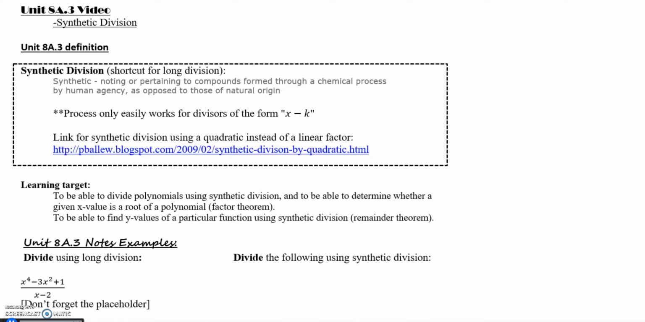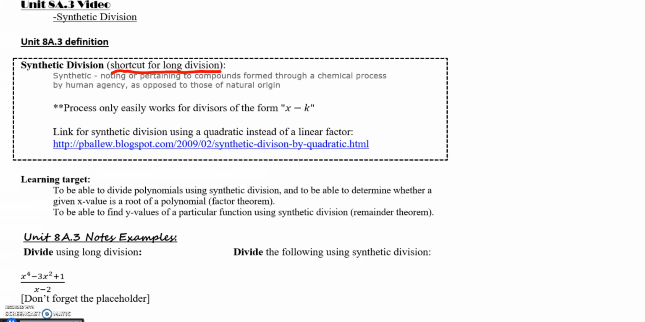Hello everybody, and welcome to the Unit 8.3 video, which is about synthetic division, which some students prefer over long division, but unfortunately only works in certain circumstances, and we'll talk about that. But it's another way to long divide, so it depends on the situation, I guess. So rather than going through this start thing, all you need to know is that synthetic division is a shortcut for long division.